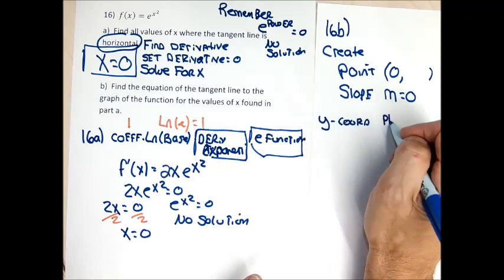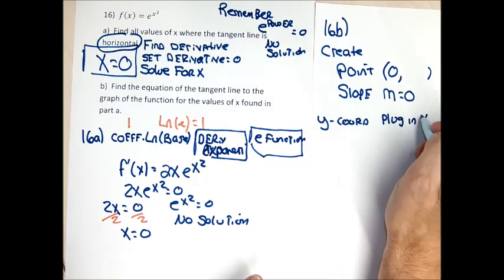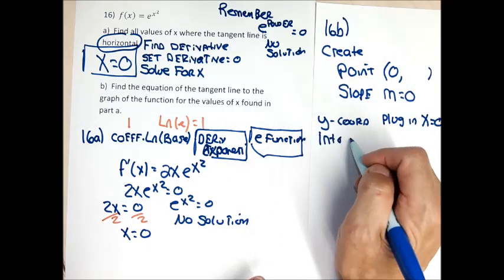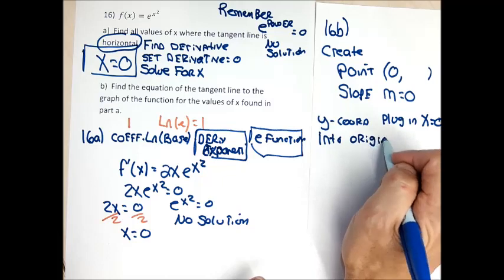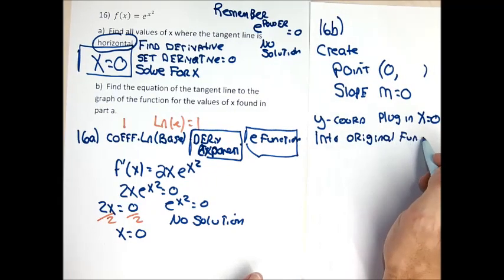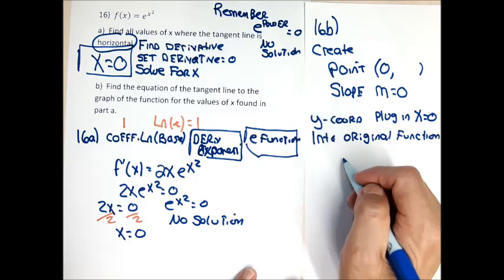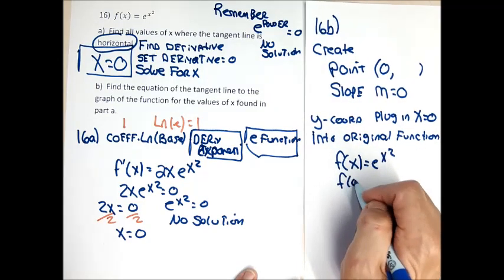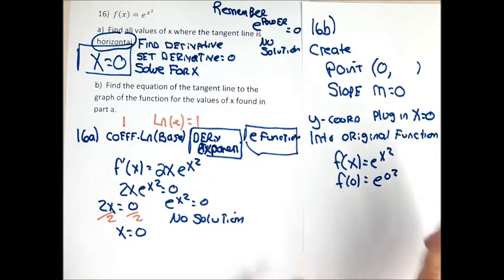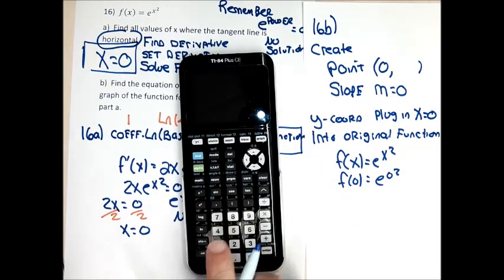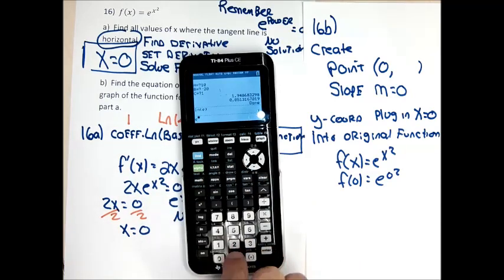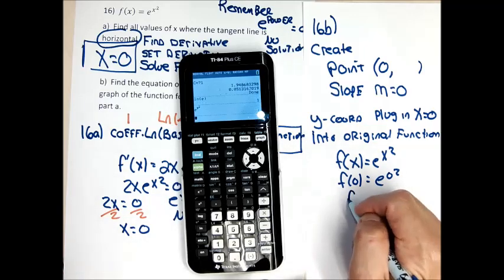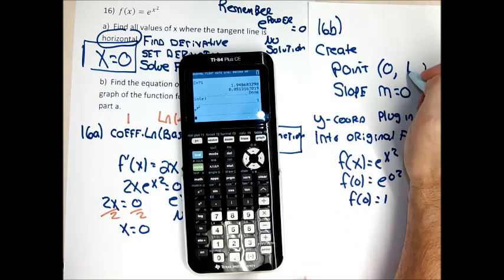I plug in x equal to 0, not into the original function, not into the derivative, but into the original function. So the function before I took the derivative is e to the x squared. I'm just going to plug in 0 and get e to the 0 squared, and that's going to be equal to 1. I could do this on my calculator if I didn't know that e to the 0 squared is equal to 1. So the y-coordinate of the point is 1.